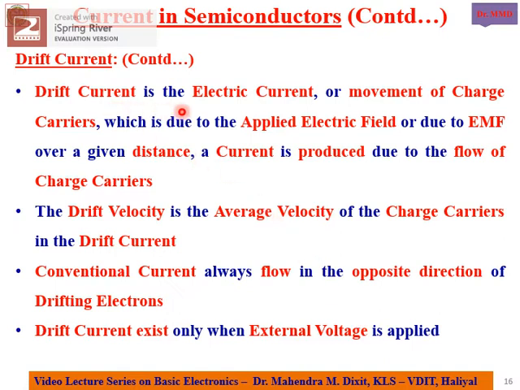Drift current is nothing but an electric current, or movement of charge carriers, which is due to the applied electric field or due to electromotive force over a given distance. A current is produced due to the flow of charge carriers. The drift velocity is the average velocity of the charge carriers in the drift current. And of course, as I mentioned, conventional current always flows in the opposite direction of the drifting electrons.